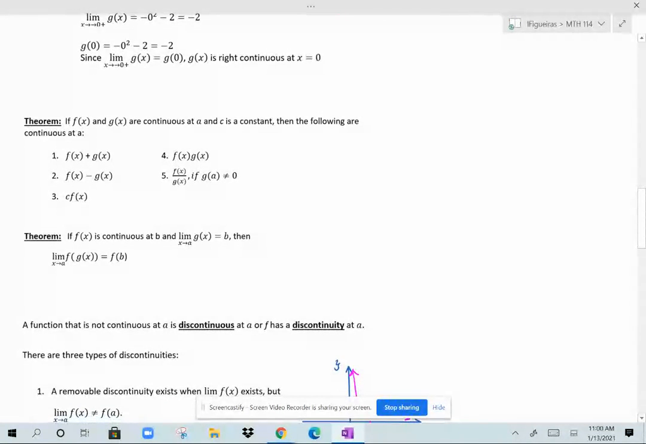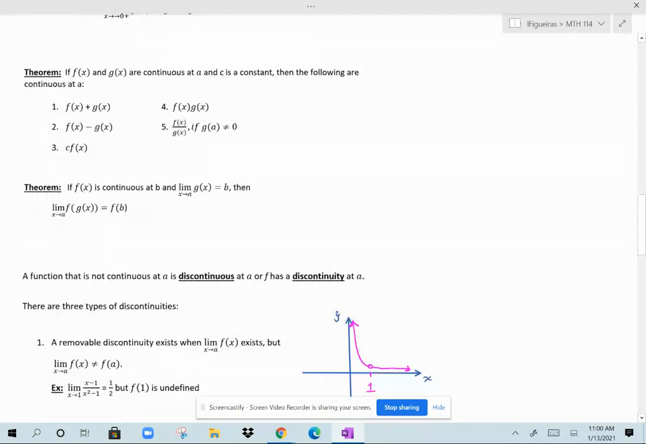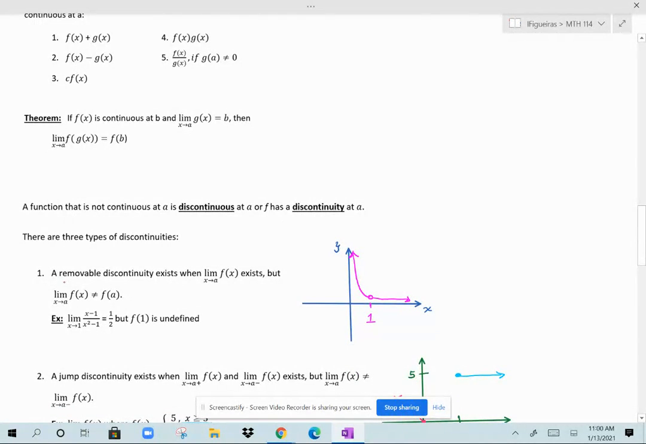All right, so let's talk about discontinuities. A function that is not continuous at some value a is considered to be discontinuous at a, and those values are called discontinuities. And there are three types of discontinuities. The first type is called a removable discontinuity. A removable discontinuity exists when the limit exists, but the limit and the function value are not the same. And so that could be because the limit exists and the function does not exist, or the limit exists and the function has a different value.